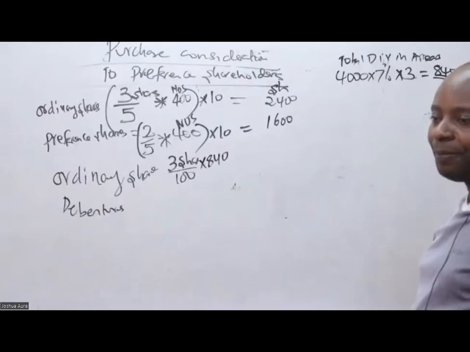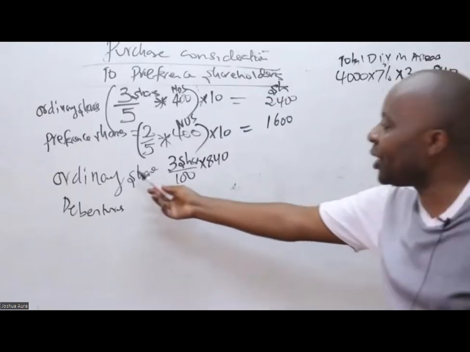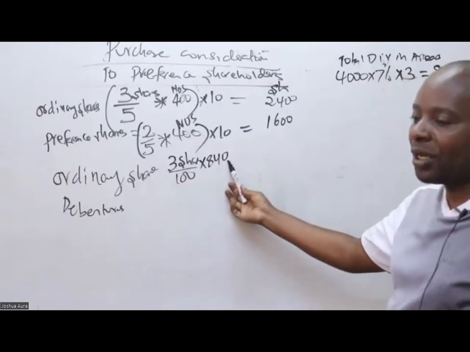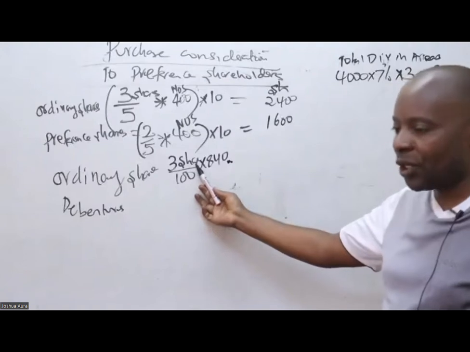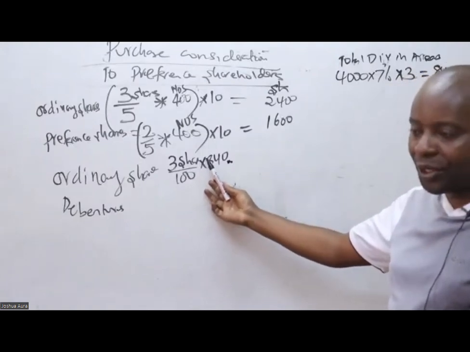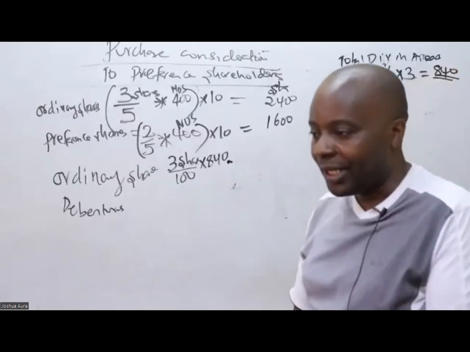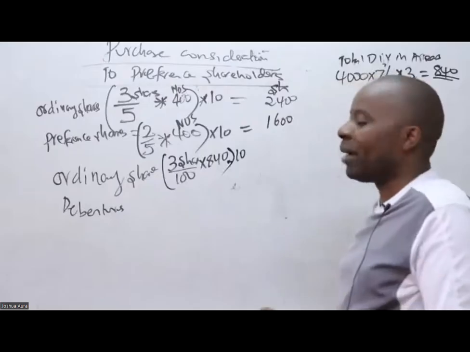So these ordinary shares, have they given us the par value? Because if it's ordinary shares, there must be a par value. Have they given us the par value of ordinary shares? 10, eh? They're telling me it is 10. The ordinary shares' par value is 10.